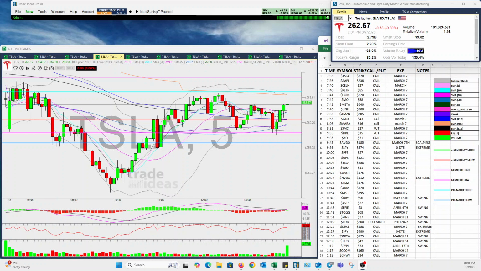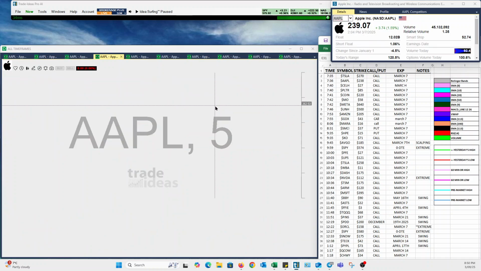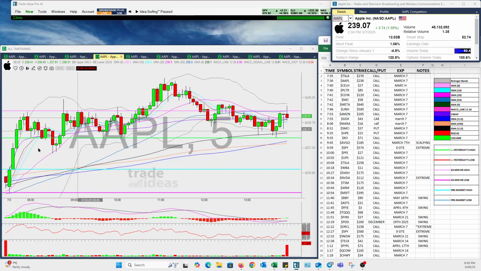So that was Tesla. Next, we have Apple. Apple was called out here. You can see it's 7:36. So let's look at the chart for Apple at 7:36, which would have been right on this candle. You can see here, this chart was setting up nicely. MACD was in an uptrend. All your moving averages were in an uptrend. Price was right on VWAP and crossed over. So this was setting up nicely, but unfortunately it did have a rejection here.